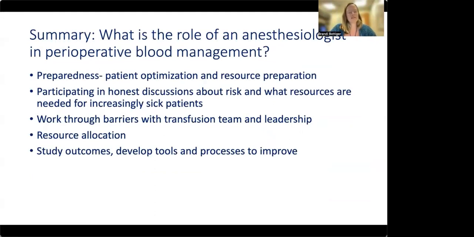We are always prepared. That is our primary job. Our job is to be involved, hopefully, in the upfront process, to prepare resources for these patients, to have honest discussions with the multidisciplinary team about the risk of these patients, what resources we think they're going to need, and work through with the transfusion team any barriers, particularly shortages encountered over the years. And so how do we work through that? Can we do this case safely? Do we have what it takes to take care of this patient?